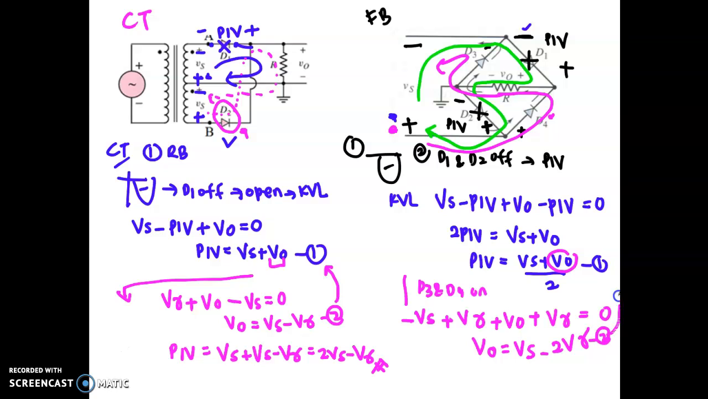So you need to replace 2 inside 1. So how are you going to put that? So it means here PIV equal to Vs plus Vs minus 2V gamma divided by 2, right? So you can get here Vs minus V gamma. So for your full bridge, your PIV equals Vs minus V gamma. For your center tap, your PIV is equal to Vs minus V gamma.